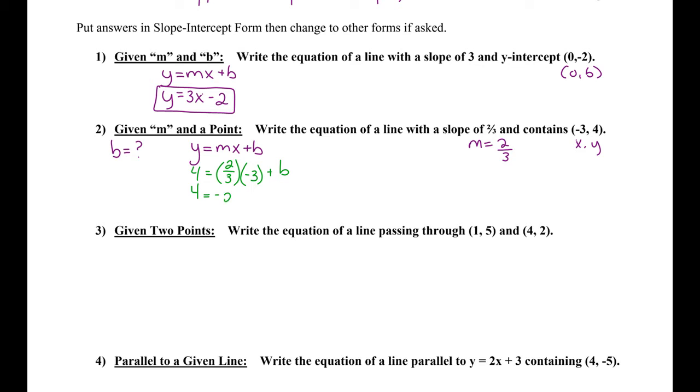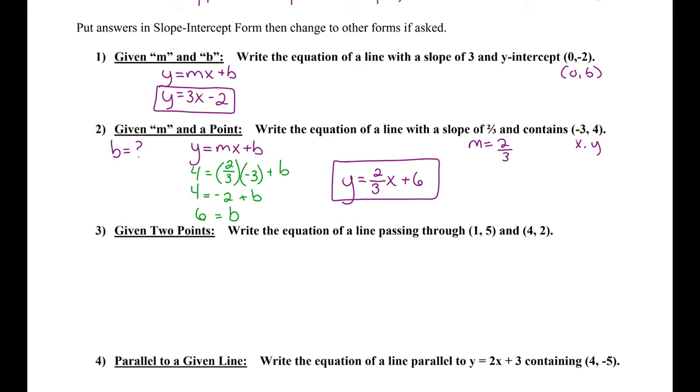which simplifies to 4 is equal to -2 plus b, and if I add 2 to both sides to get b by itself, I find that b is equal to 6, which means now I can plug in the information that I know. So my m value, this time I'm going to leave x and y in the equation, but I'm going to plug in my b value, which was 6. Your final answer should always contain x and y. You are only replacing values for m and for b.